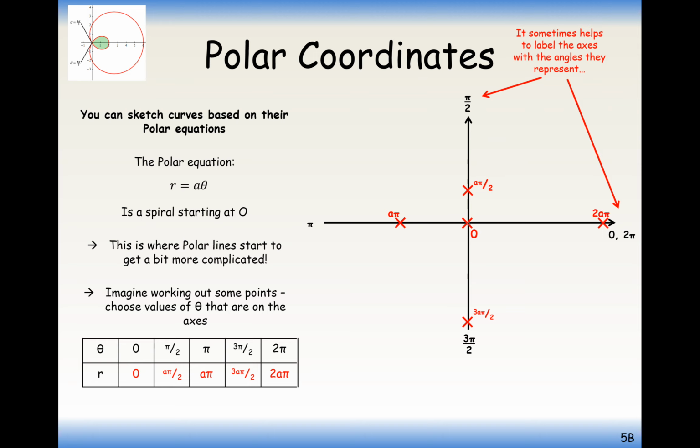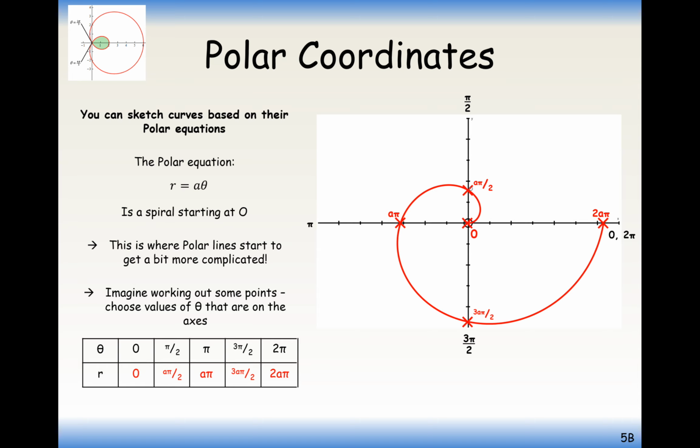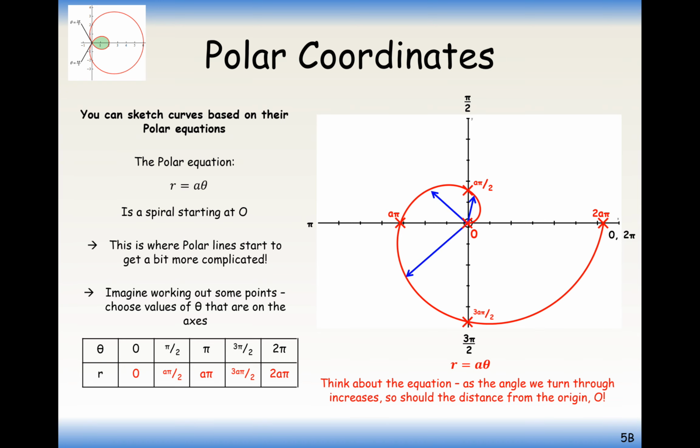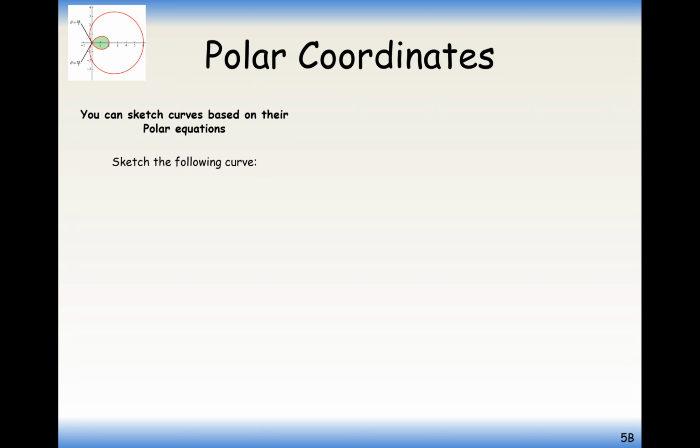So it's going to start at 0, and then as the angle increases, the radius will increase as well. It's quite an interesting little spirally curve that we're going to get. So as we rotate around, as we increase the angle, we increase the radius as well. Bigger angle equals bigger distance.